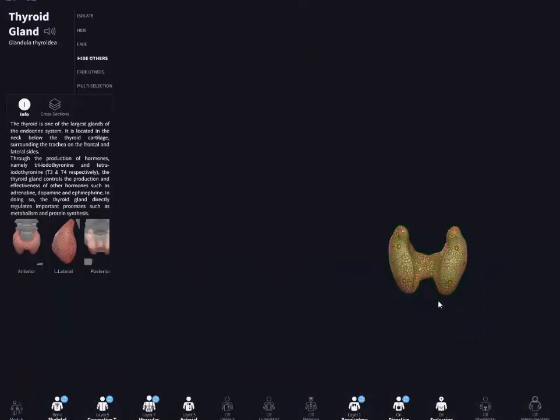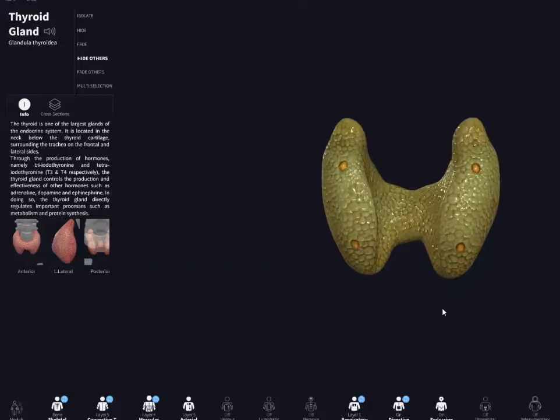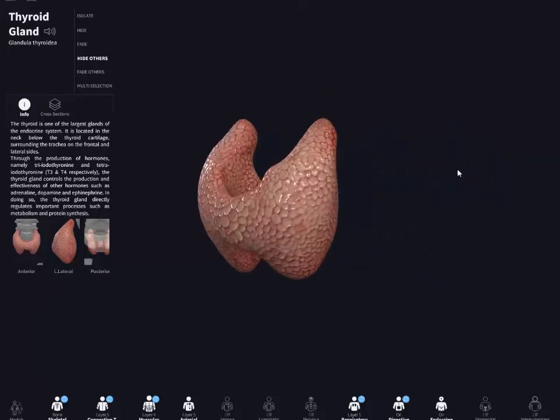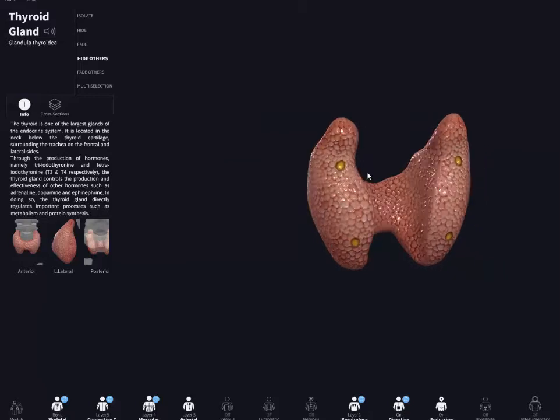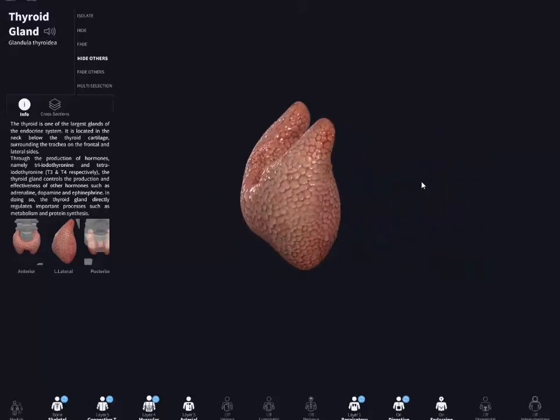So here we're looking at the isolated thyroid gland. We're looking at the posterior aspect. Here you can see your 4 parathyroid glands. These here are truly endocrine glands that are essential to life because they will secrete your parathyroid hormone that stimulates the mobilization of calcium from the bones to maintain a normal blood calcium level.